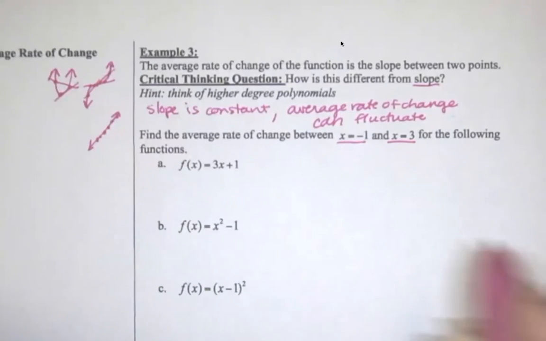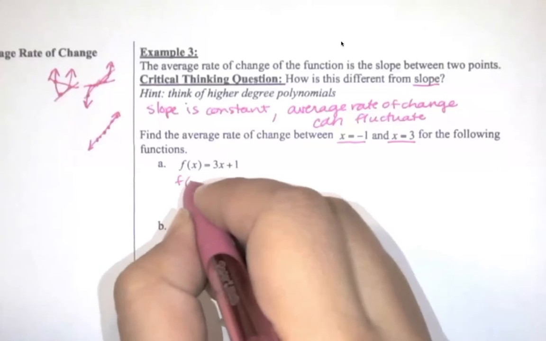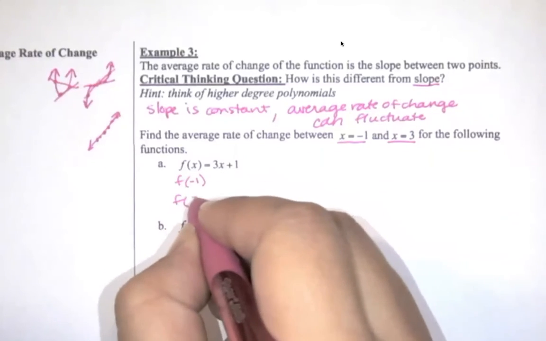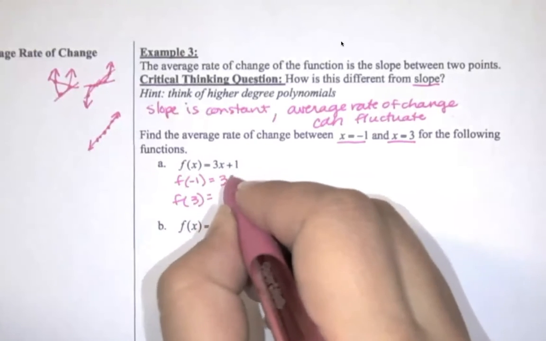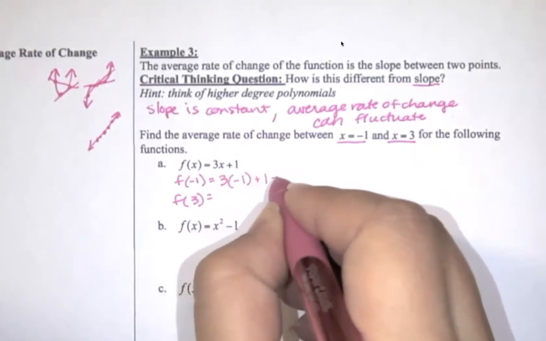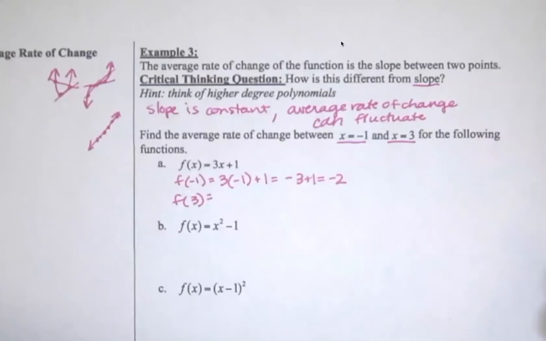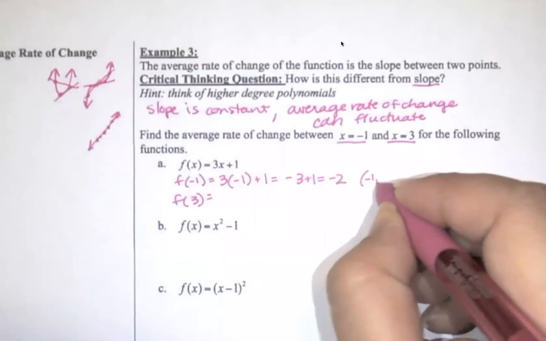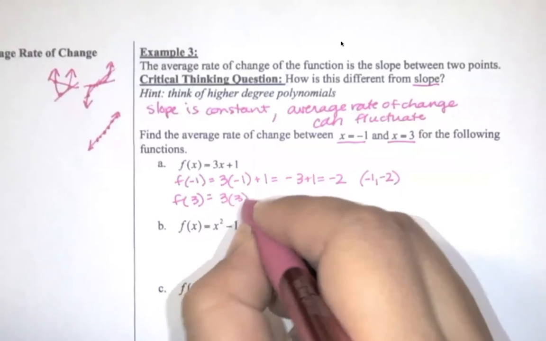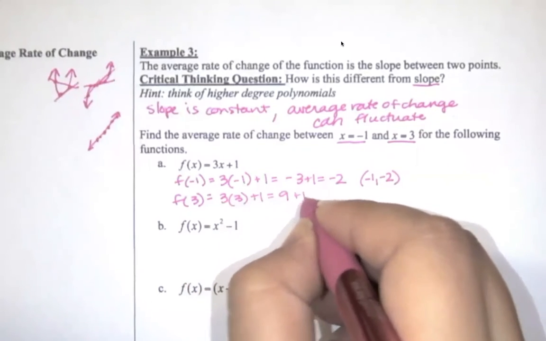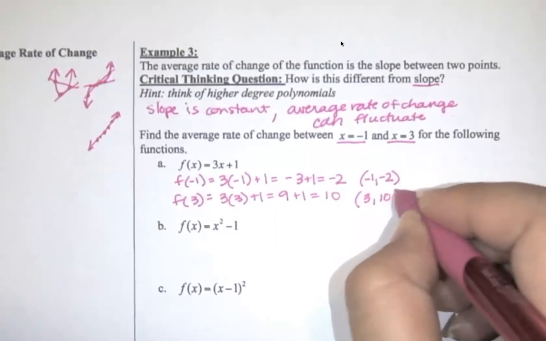So the first thing I want to do is calculate these 2 points, f of -1 and f of 3. And we do that by substituting in for x. 3 times -1 plus 1. -3 plus 1 is -2. That gives me the ordered pair -1, -2. Then 3 times 3 plus 1. 9 plus 1 is 10 for the ordered pair 3, 10.